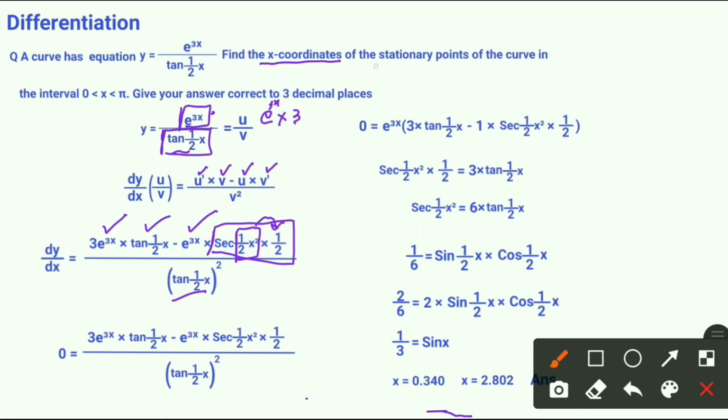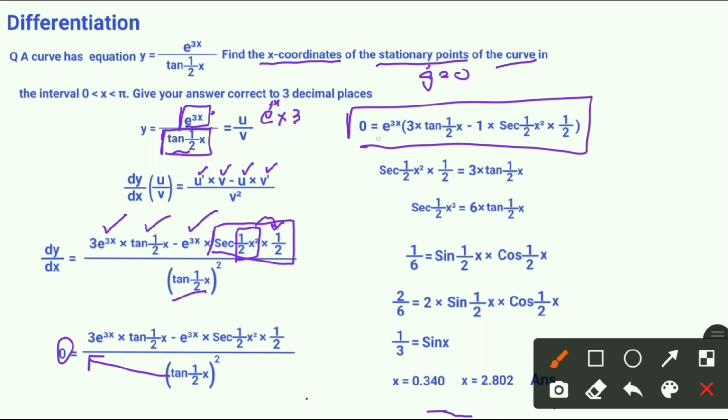We know that we need to find the x coordinate of the stationary point of the curve. Stationary point means the gradient is 0. So we put 0 in here, and then this is multiplied to this, it vanishes. Then we are left with this, but then we take the common factor of e, it also vanishes. Then we got this.